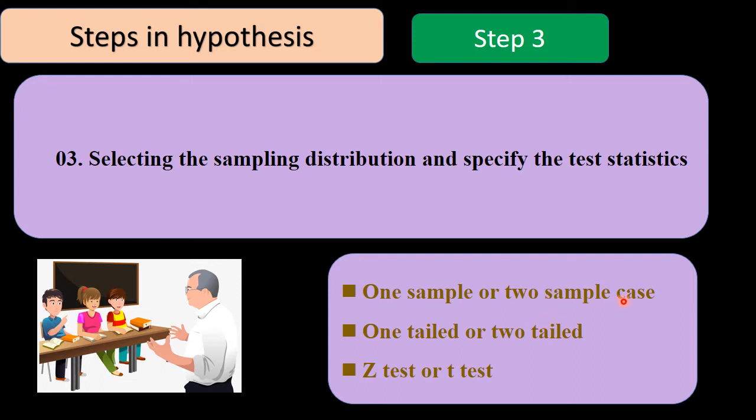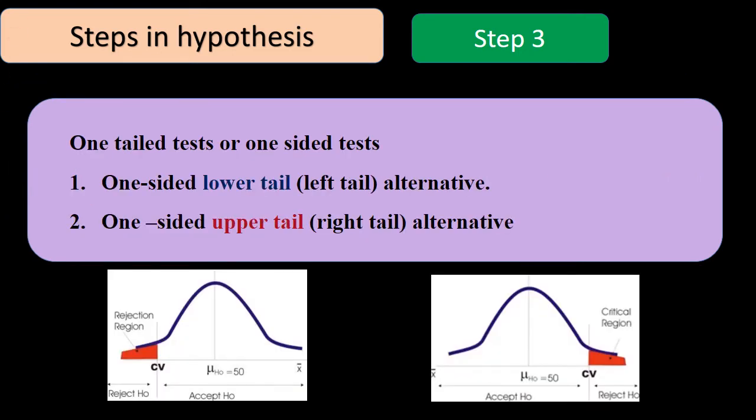Then we can consider a one sample test, or a two sample test, or a one tailed test or two tailed test. We need to consider the Z test or t-test according to the types. Under this course, we only consider the one sample test, not the two sample test, for this hypothesis testing. Therefore, in the one sample test, we are getting one tail test or one-sided test.